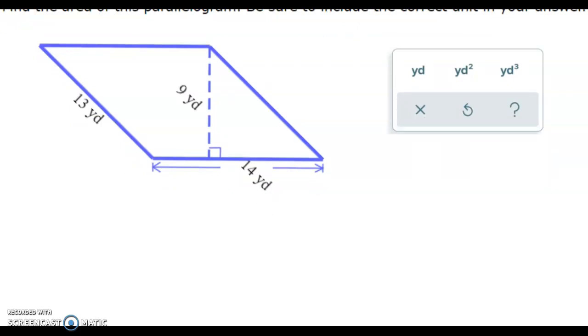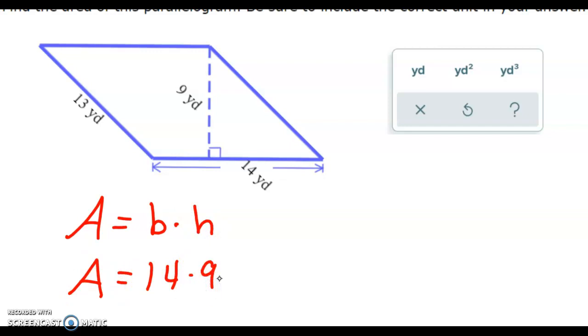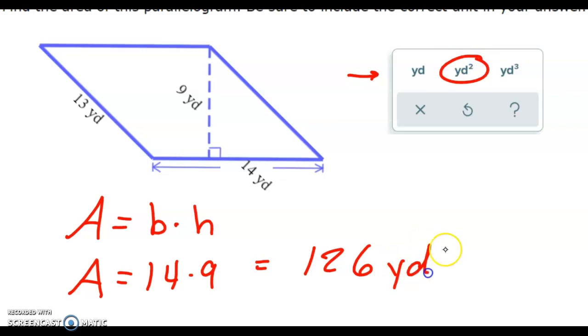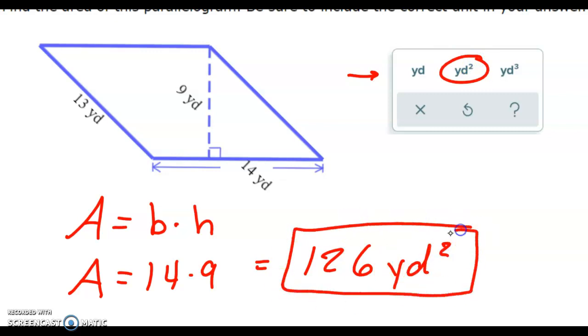And then we're just going to go right ahead and say that the area of this parallelogram, base times height, is going to be 14 times 9, which will end up being 126. And they do want you to label this correctly. They give you these options, whatever the unit is: yard, yard squared, or yard cubed. Obviously, yard cubed would be volume, the cubic measure. So we're going to say 126 yards squared. And that's all you're doing with the parallelograms.